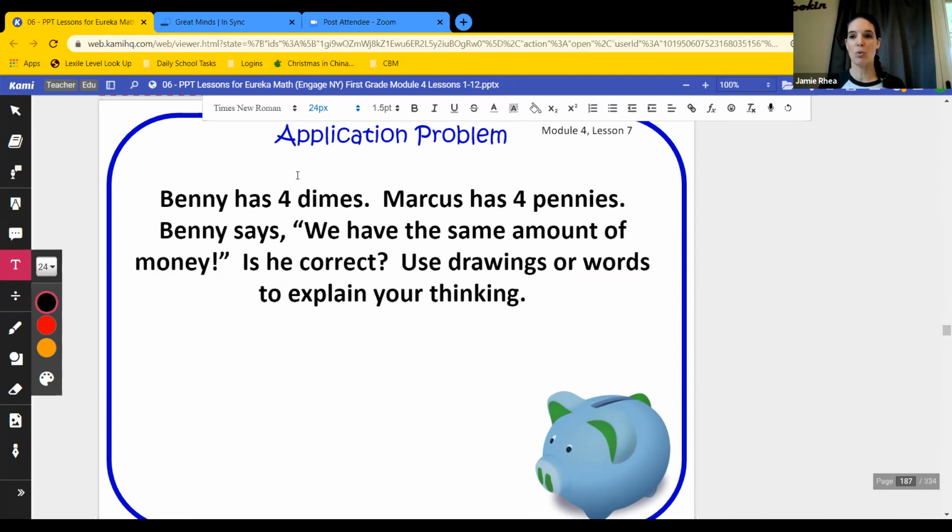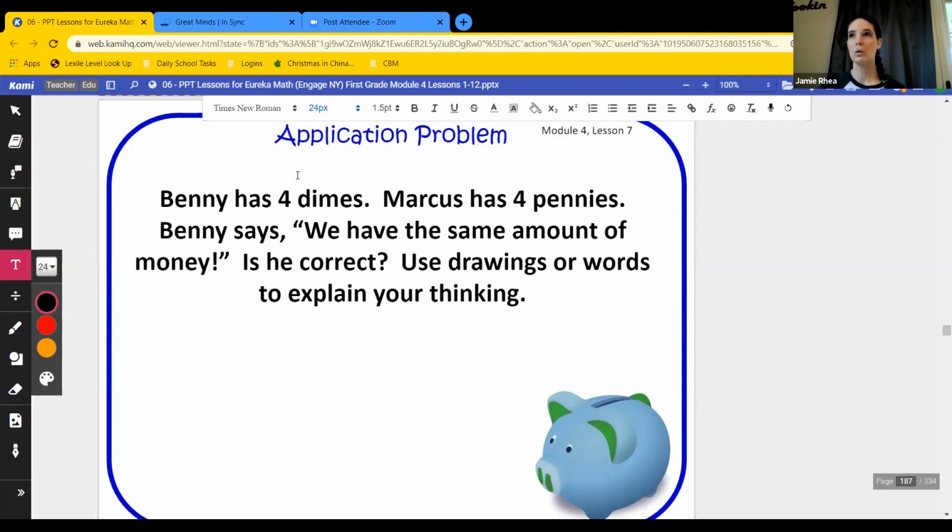All right, so what do good number detectives do? We read through the problem because we need to know what we have to solve. In order to do that, we have to read the whole thing first. So let's read it. Benny has 4 dimes. Marcus has 4 pennies. Benny says, we have the same amount of money. Is he correct? We're going to use drawings or words to explain your thinking.